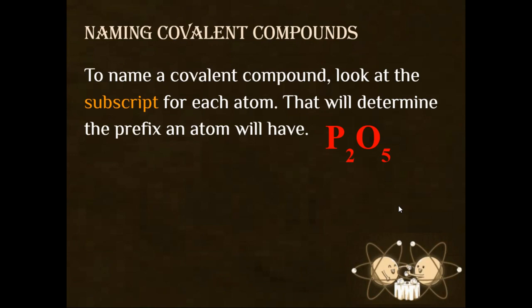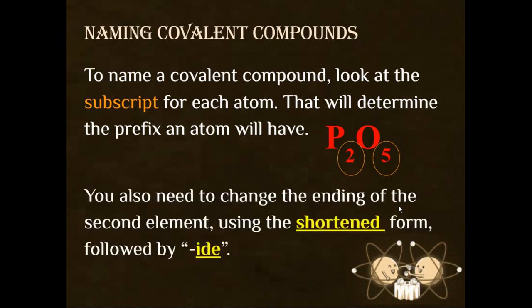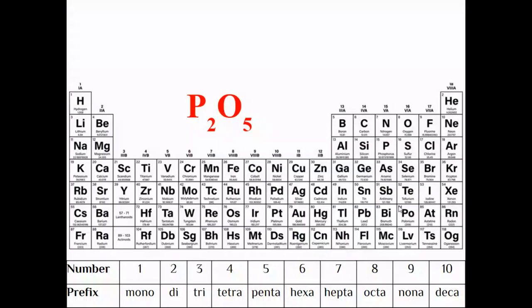So in this example, we have P2O5. The subscripts are those tiny little numbers at the bottom, and those numbers are going to tell us what prefix to use for each atom. You also need to change the ending of the second element, using the shorthand form followed by "ide." So P2O5, for example, P is for phosphorus, and it has a little subscript 2.